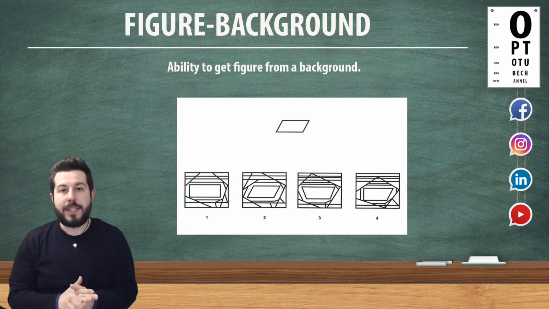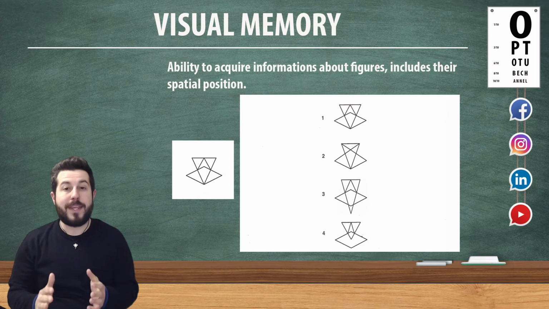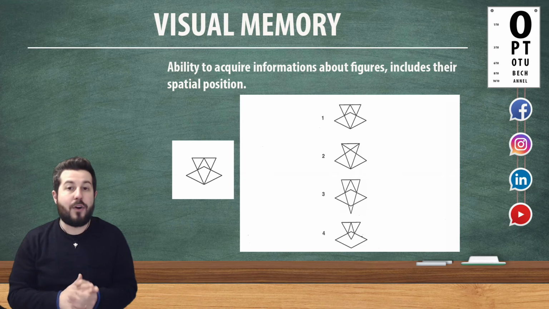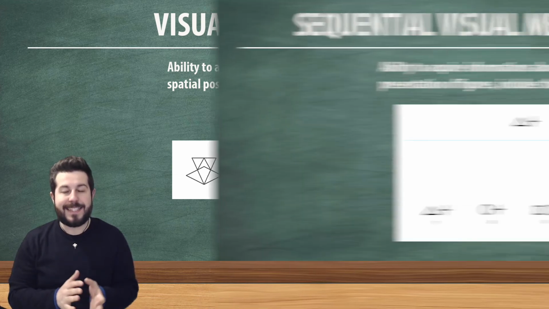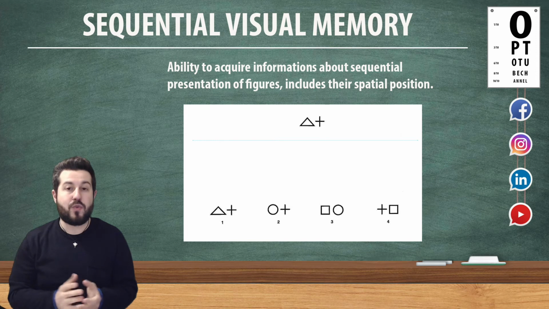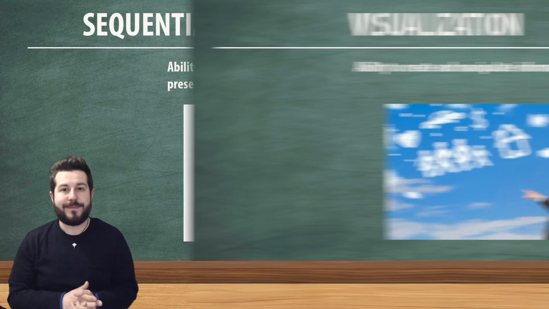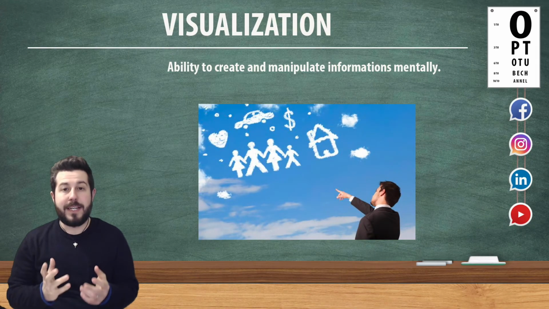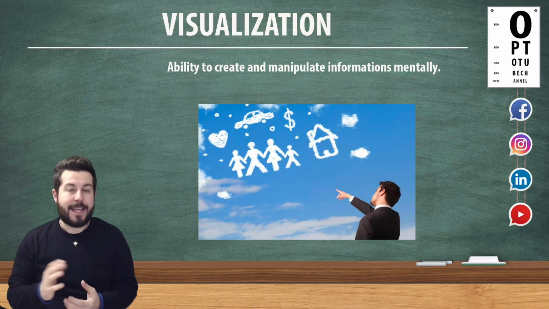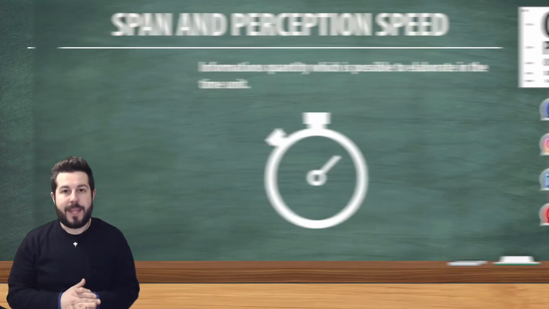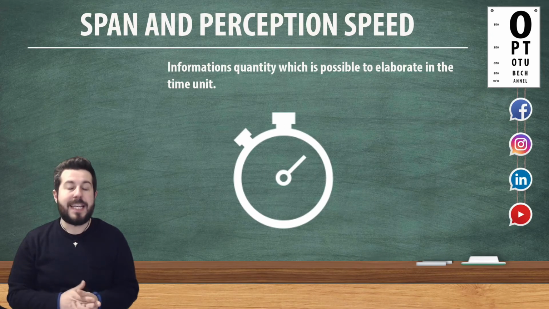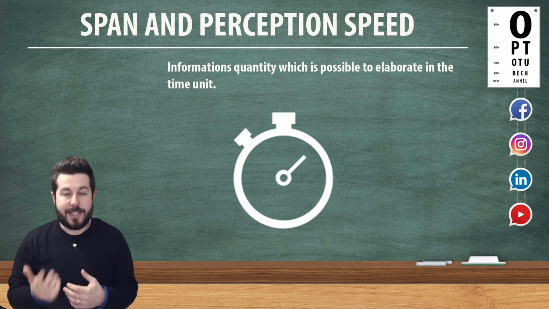In figure background, the patient has to discriminate the figure from the background. In visual memory, the patient has to remember the shape of an object and also its localization. In sequential visual memory, the patient has to remember a sequence of objects and their localization. In visualization, the patient has to gain the ability to create and manipulate mental images. And finally, in span and perception speed, it is measured how much information the patient can treat and process in the time unit.